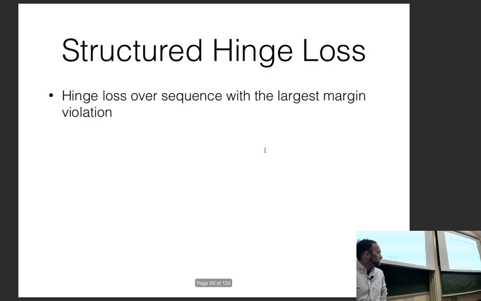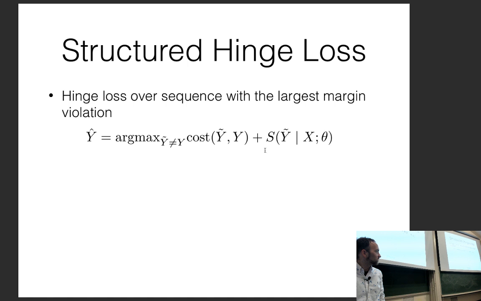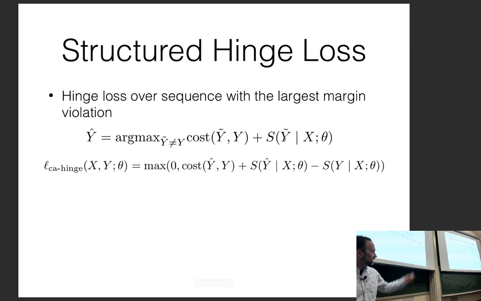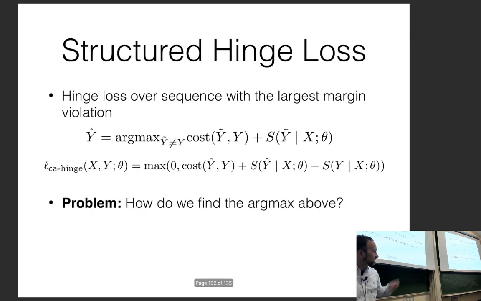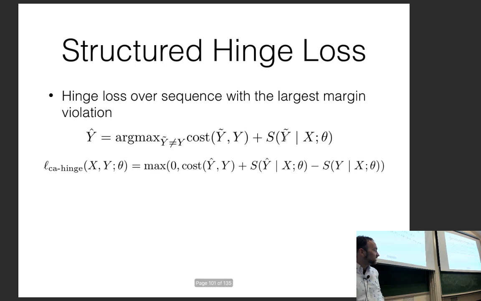So what structured hinge loss looks like is basically a hinge loss over sequences with the largest margin violation. Instead of searching for the sequence that has the highest score overall, you search for the sequence that has the highest score plus cost. This is your cost-augmented hinge loss function. Essentially, you're trying to search for things that have a high score and are really bad.